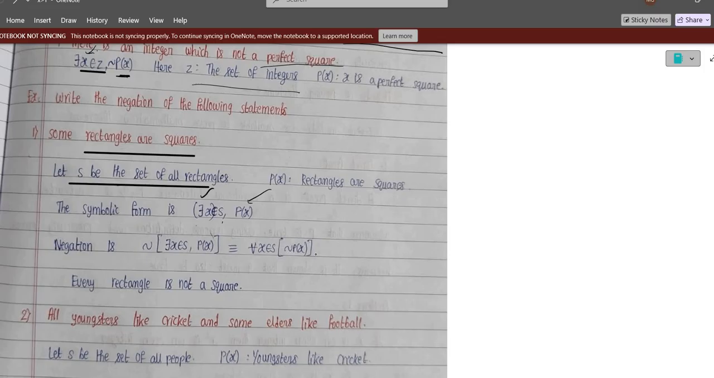Now I need the negation of this symbolic form. There exists becomes for all. X belongs to S as it is. P of x, the open statement, becomes negation of P of x. Now convert this symbolic form into word form. For all means we can write all or every. Every rectangle. "Not" is there. Not a square. Negation of rectangles are squares is rectangles are not squares. Here I am writing "every," that's why I am writing a singular verb.